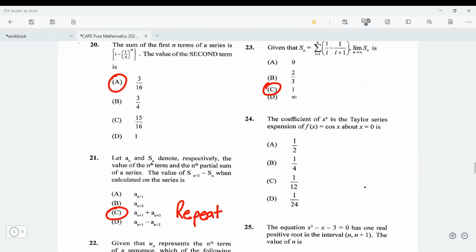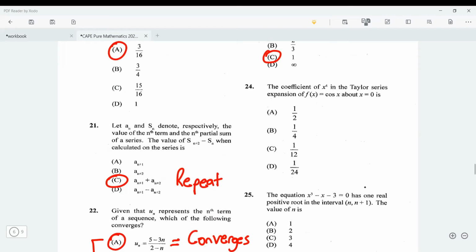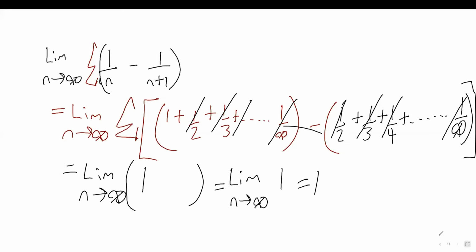All right. This says find the coefficient of x to the 4 in the Taylor series expansion of f of x equals cosine x about x equals 0. And you want the coefficient of x to the 4. Ooh. So let's go. We're having lots of fun here. So we have f of x is equal to cos x. Remember, Taylor series about 0 is really the Maclaurin series.